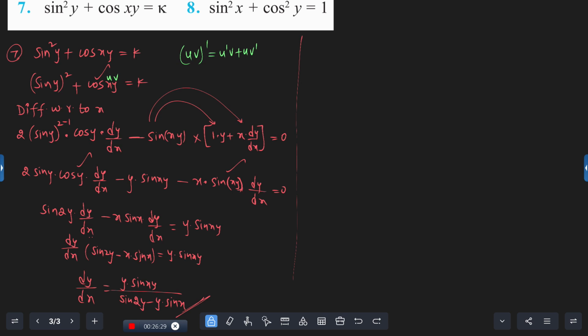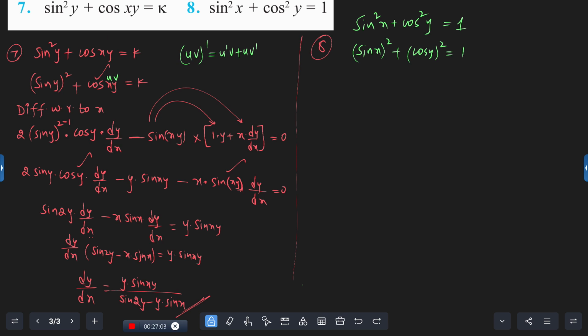Okay, next question number 8. What is given? Sine square x plus cos square y equal to 1. I told you, sine square x, what can you take that as? Sine x, very good, whole square. So that sine x whole square plus cos y whole square equal to 1.